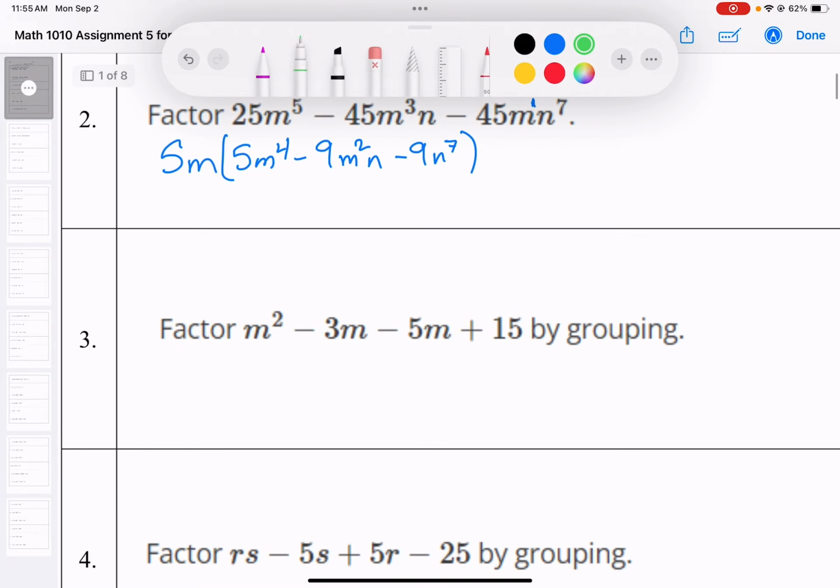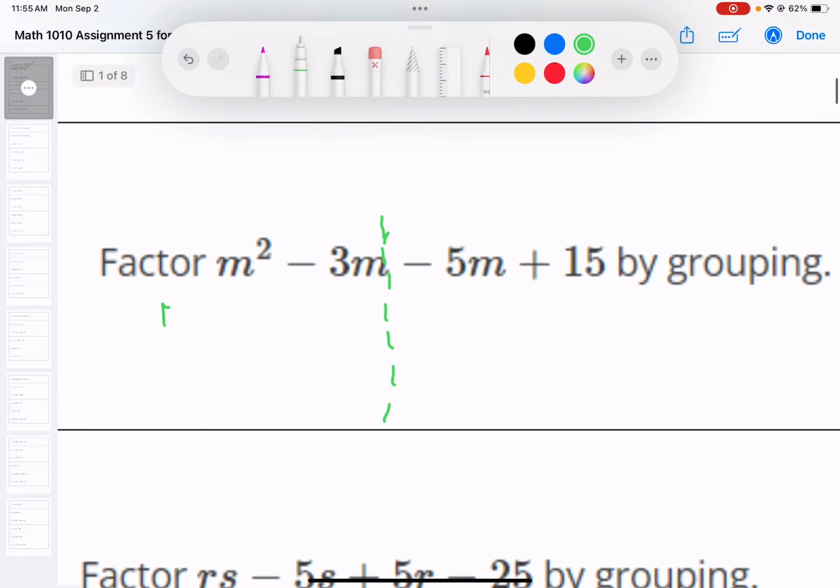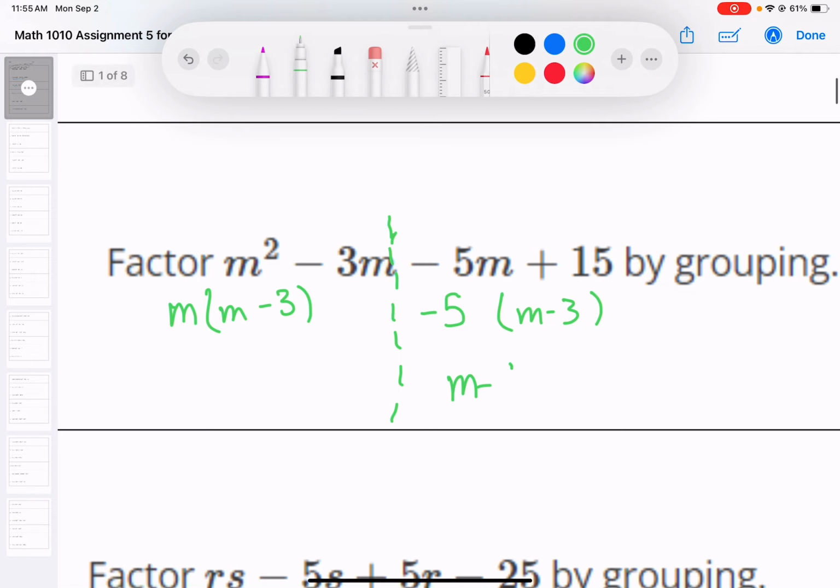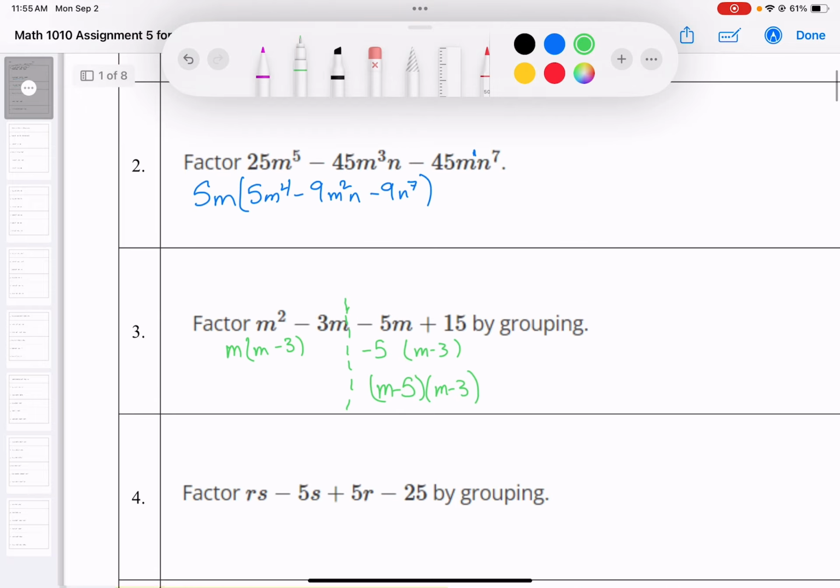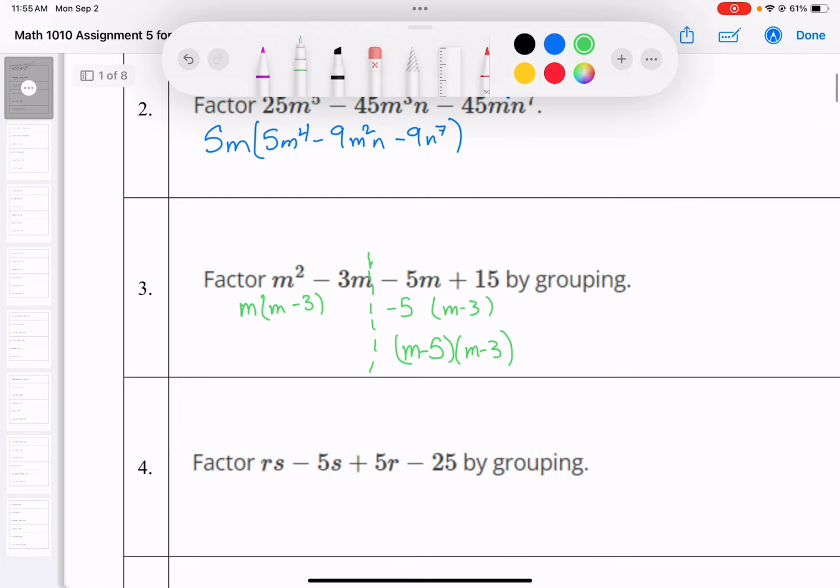Okay, this one we're doing that factor by grouping, and I actually want to do my little dotted line here. So I can pull out an m, so that leaves me with m minus 3, and I know that I have to have an m minus 3 over here. So I'm going to factor out a negative 5, so it leaves me with m minus 5, m minus 3. Let's see, there's a few of them in here that when we get down to this point, you might have a difference of squares, so just be aware that could be a thing.